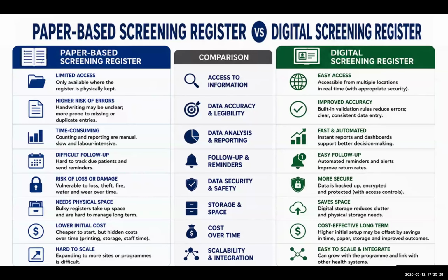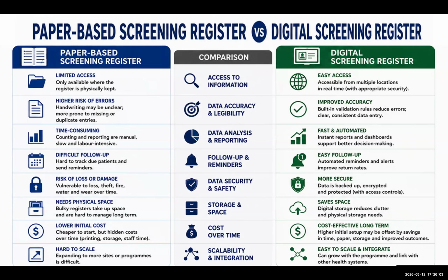This is just a slide describing the differences between paper-based and digital screening. Again, with paper: limited access, high risk of errors, very time-consuming, very hard to follow up on. If there's a flood or fire, basically the entire thing is gone. You need a lot of space to hold it. The one positive is that it's cheap to start, but going forward over time, hidden costs like printing, storage, and staff time are going to add up, and it's very hard to scale if you want to go from health center to health center, trying to upscale the paper base.